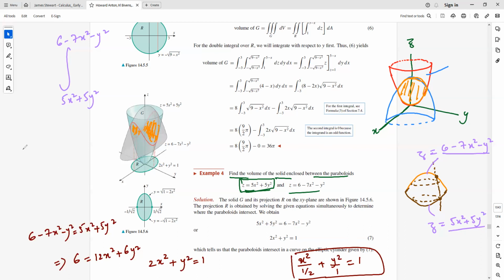So now we need to draw the ellipse here. Let us clear our drawings, or in fact, we should retain some of the stuff. So let us do it here.